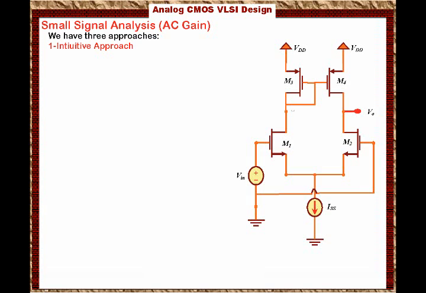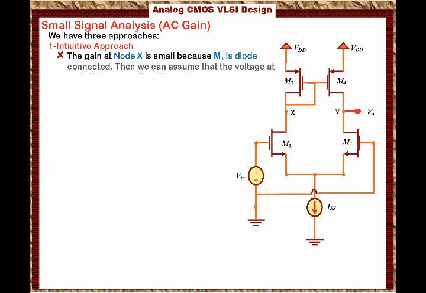So let's look at the circuit. We labeled this node X and this node Y, and let's focus on node X because node X is extremely important. The gain at node X is small because M3 is diode connected. Then we can assume that the voltage at node X does not affect the gain. This statement is very powerful.